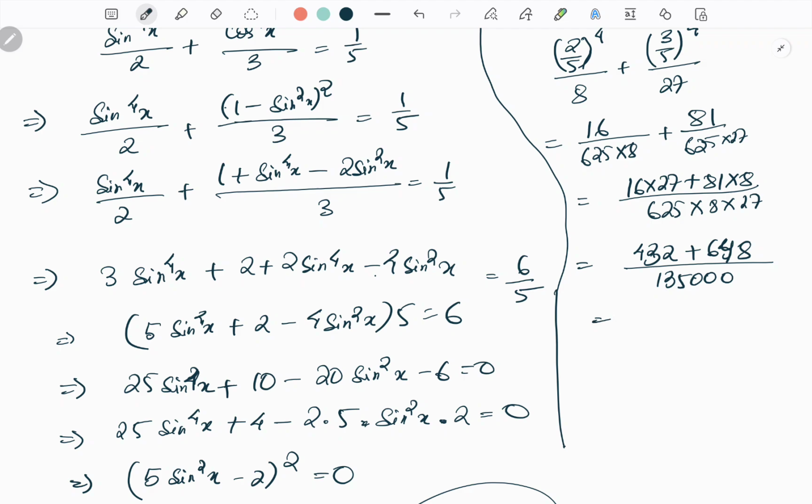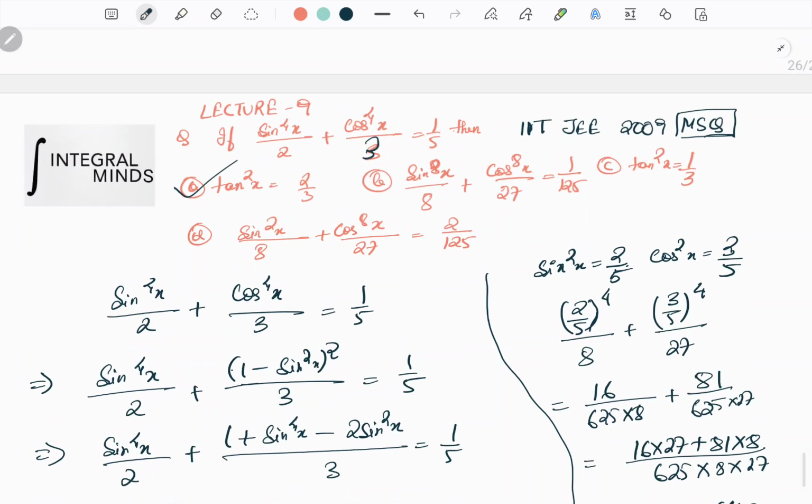I'm not sure whether we will get the correct answer or not, but just keep doing. This will be 1080 and 135,000. So I think we have some answer here. 135,000 divided by 108, so we get 1 by 125. So yes, our second condition is also satisfied, and 10 square x cannot be 1 by 3 because we have already got the value of 10 square x as 2 by 3.